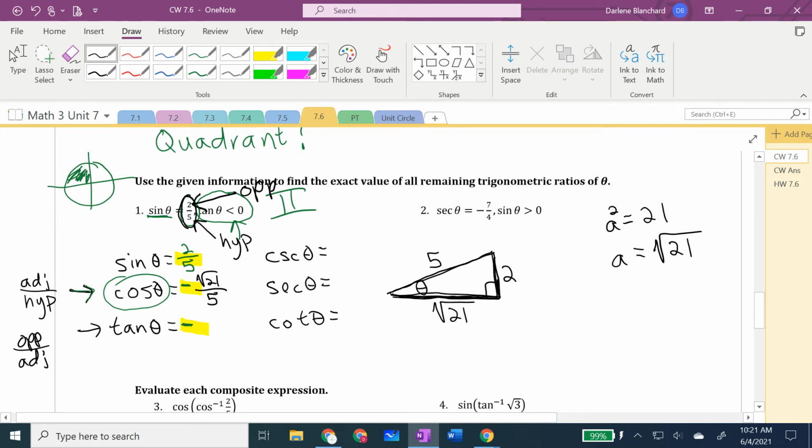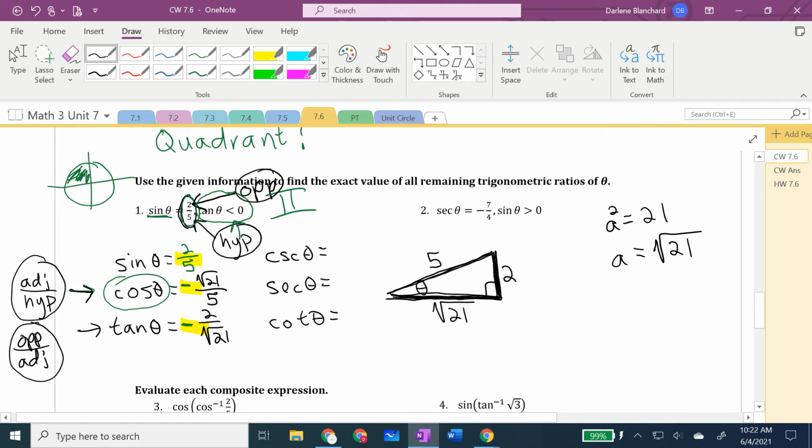And then tangent being opposite over adjacent is 2 over root 21. And what I want you to see is that I did not concern myself with positive or negative once I determined the quadrant I was in and identified with my SOHCAHTOA who was positive and who was negative. Then I just did the sides of a right triangle and the knowledge of, again, SOHCAHTOA, sine being opposite over hypotenuse, cosine adjacent over hypotenuse, and tangent being opposite over adjacent.